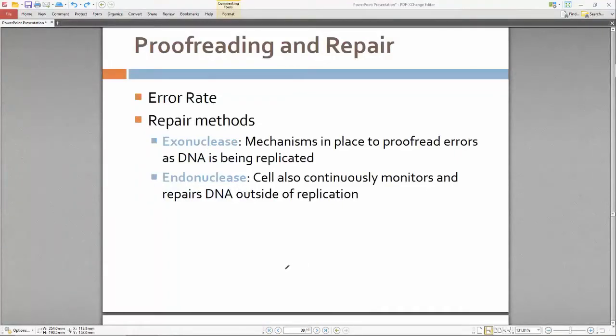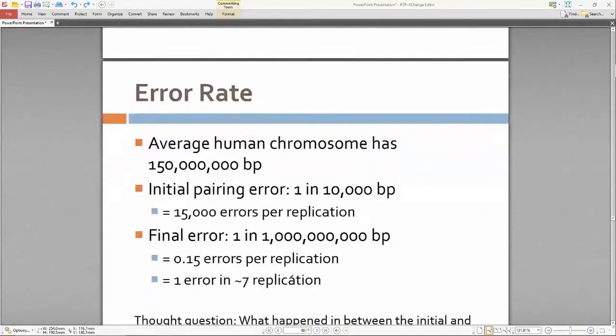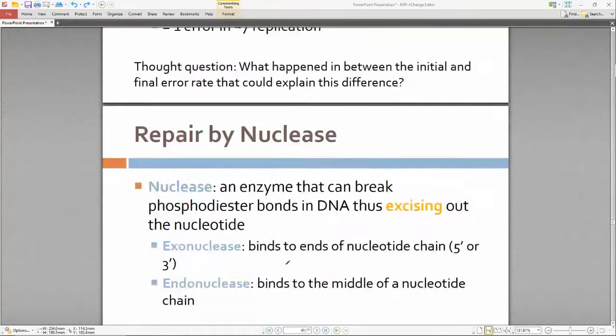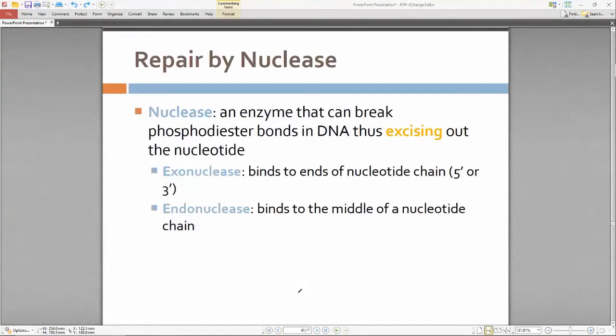So, yeah. What happened in between the initial and final error rate? So what happened is proofreading and repair. Yeah, proofread and correct your essays, guys. Like if you're normal, let's say you have an essay, your normal error rate is about 15,000 errors per essay. After proofreading and correcting your essay, you might have 1 error in every 7 essays. Yeah, that's a lie, but good example.